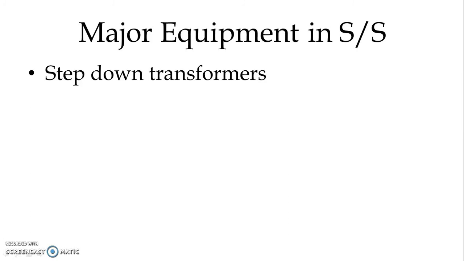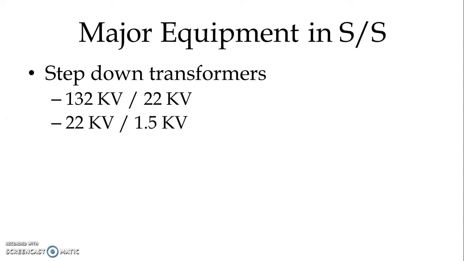We start with the step down transformers. As we discussed earlier, we require 1500 volt DC for our catenary transmission system. The available power is at 132 kV. So in two stages it is stepped down first from 132 kV to 22 kV and then from 22 kV to 1.5 kV. The capacity of the transformer is usually 5 to 10 MVA.